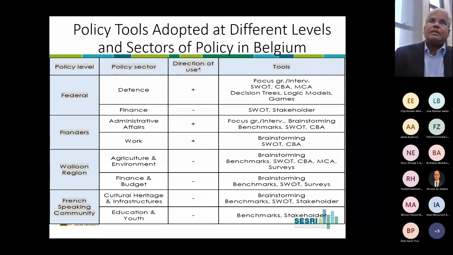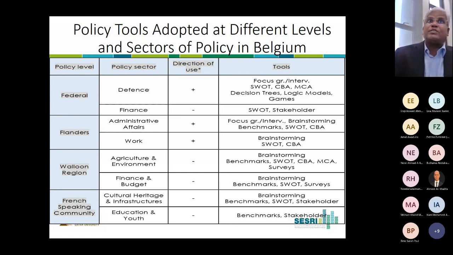Agriculture and environment, again, they use a large number of methods because it's a very important ministry. They use brainstorming, benchmark, SWOT, CBA, MCA, and surveys, as well as cultural infrastructure, etc. But in terms of the number of methods, the least number of methods are being used in education and youth and in the finance ministry.